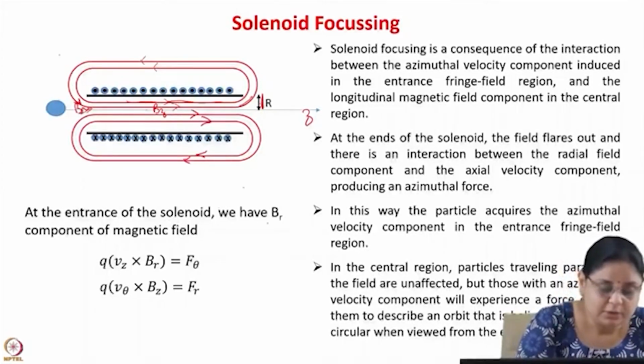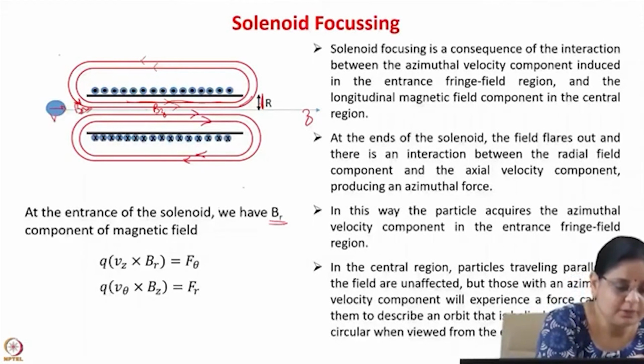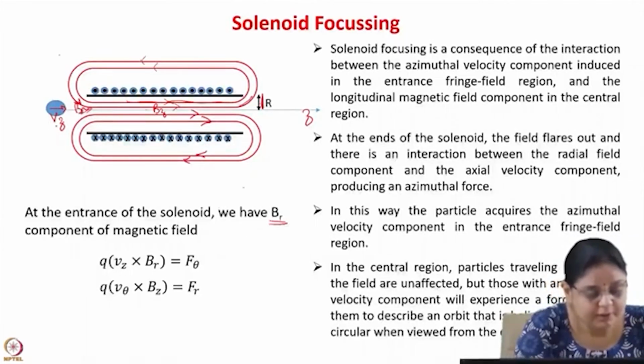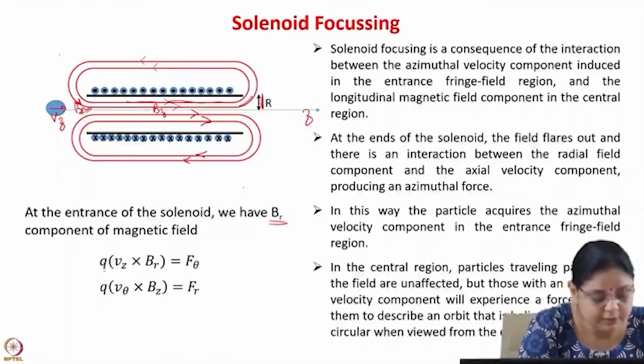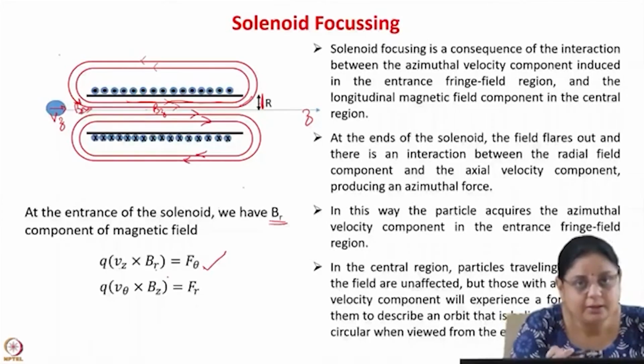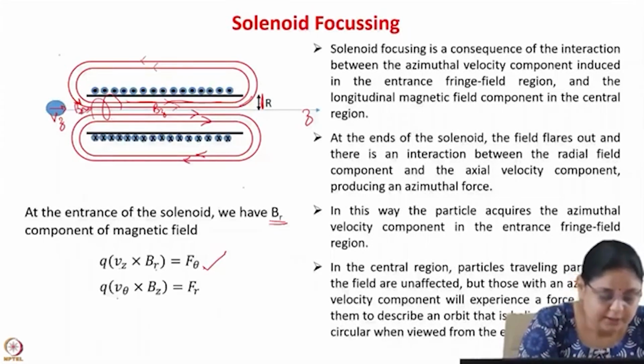So at the entrance of the solenoid, we have a radial component of the magnetic field. Now this is the beam which is coming in the z direction. So the beam interacts with the radial component of the magnetic field. So the force is now Vz into Br. So this will be in the perpendicular direction, that is in the theta direction. So what happens when this Vz interacts with Br? The beam gets a force in the theta direction. So it starts spiraling like this. So it gets a theta component of velocity. So the beam enters the solenoid with a theta component of velocity.